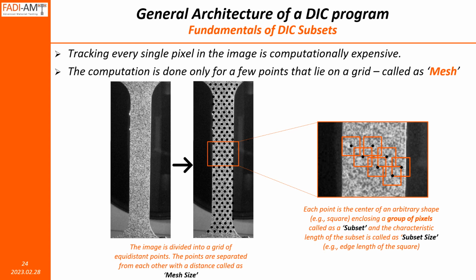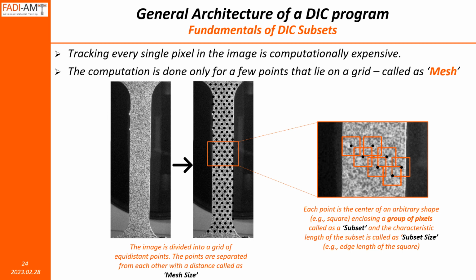Now, it is impossible for DIC to track every single pixel. Therefore, the image of the test sample is divided into a set of points using a grid, and these grid intersection points behave like a mesh. This mesh is the DIC mesh, and the distance between two nodes or intersection points is called the mesh size. The denser the mesh, the greater the accuracy, but the slower the computation.